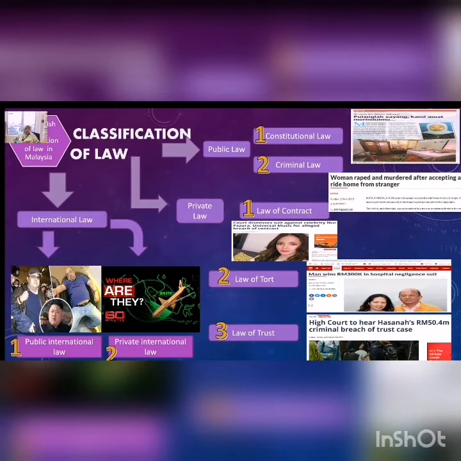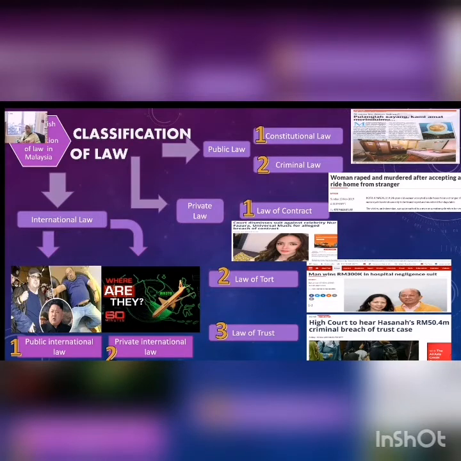Law of contract, private law. This is a breach of contract where Fazura has breached a contract with Universal Music. Law of tort here is where a person sued the hospital. He wins 300K because he sued the hospital for a failure to detect the cause of his wife's disease, if I'm not mistaken. And the third one is law of trust, the case of High Court to hear Hasanah's 50 million case for breach of trust.